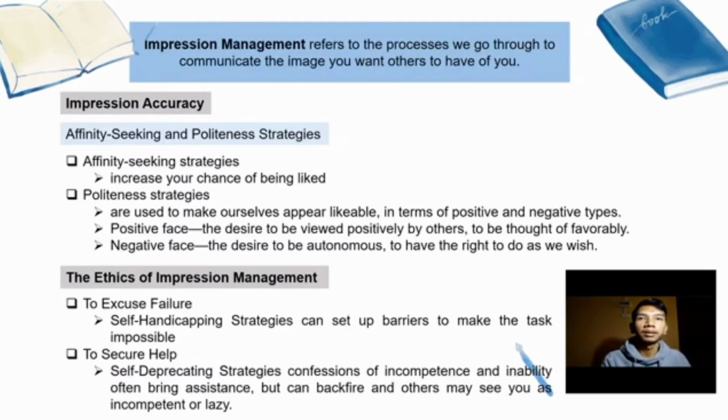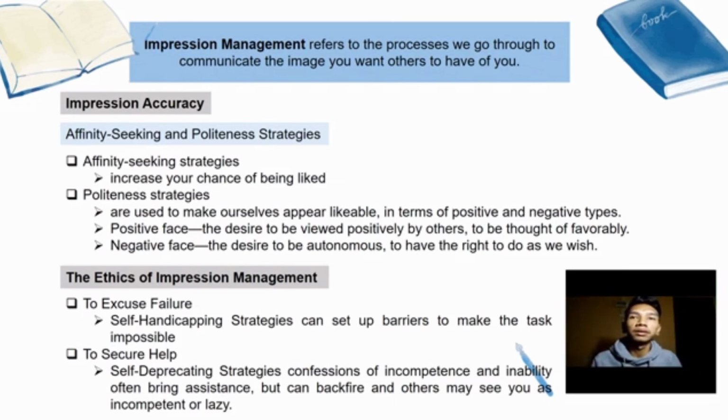So first is impression management. What is impression management? Impression management refers to the process we go through to communicate the image you want others to have of you. So impression management is largely the result of the message you communicate. So next is impression accuracy.